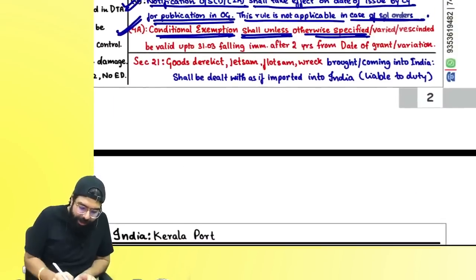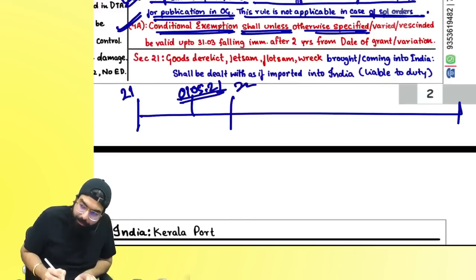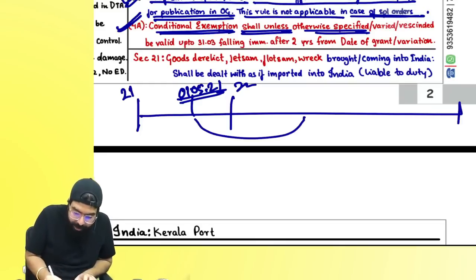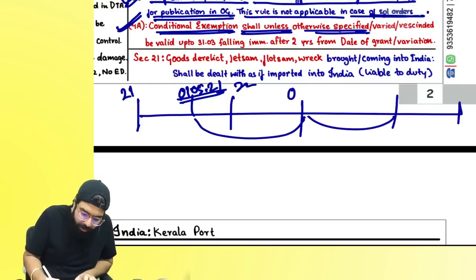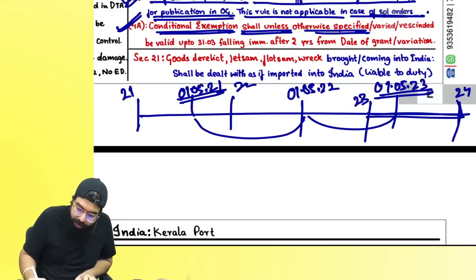I'll tell you once again, everyone listen. For an example, in the year 21-22, on 1st of May 2021, a conditional exemption notification was issued and there is no date mentioned when it will be expiring. Then from here you will have to see 1 year, 2 years. So it is 1st of May 2022, 1st of May 2023. So in the year 23-24, it will expire on 31st March 2024.